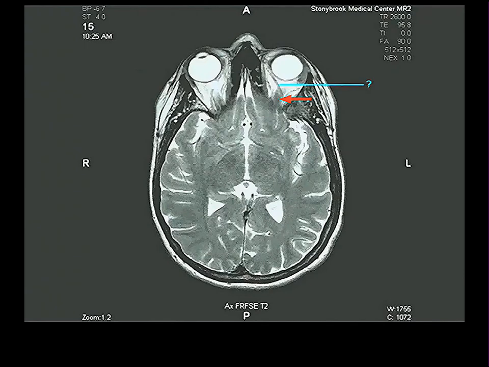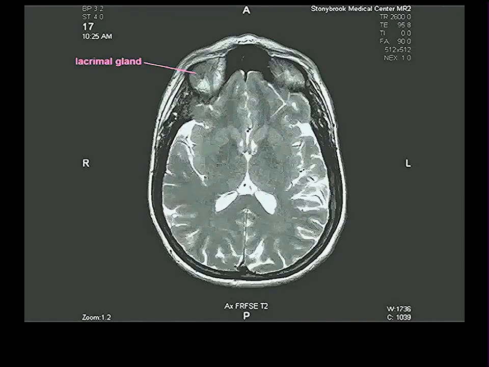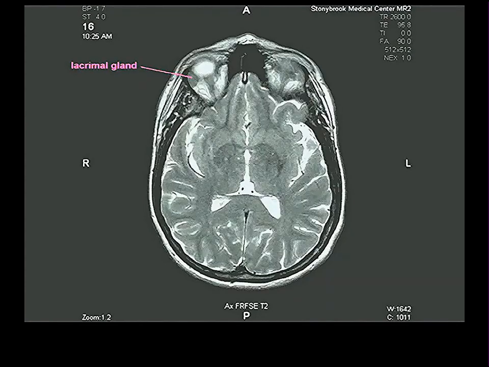Because these sections are so thick in the MR, you just don't see things as nicely sometimes; you see them in chunks. Here's the superior ophthalmic vein on the right side. Coming up a level, nice lacrimal gland on the right side. You don't see it so clearly on the left. This is either superior rectus or maybe more likely levator palpebrae superioris.